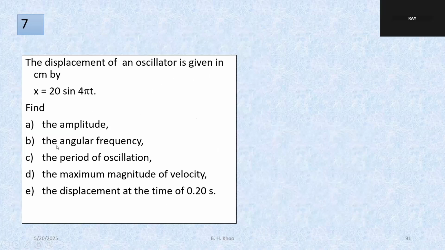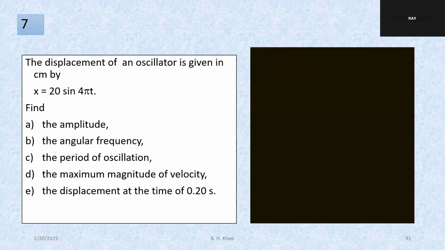Okay. The displacement of the oscillator is given by the equation, in cm. What's the amplitude? Should be able to read. Amplitude is 20 cm. Angular frequency: 4 pi. Right? 4 pi. Okay, good. Period of oscillation.